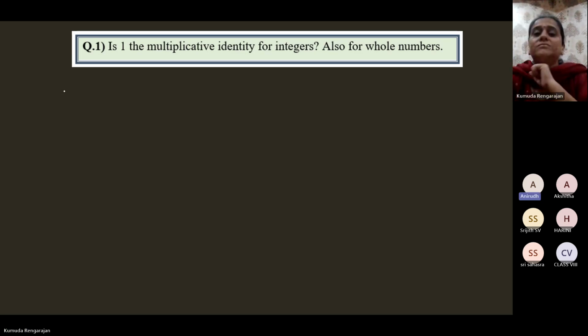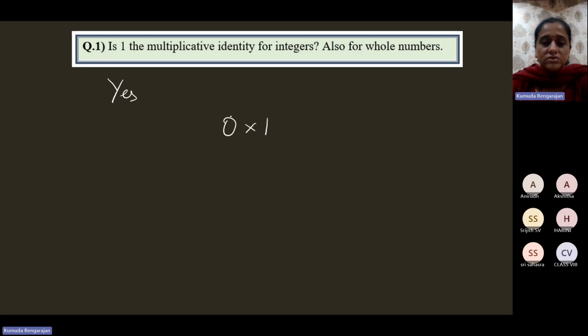Yes, ma'am. And for whole numbers? Yes, ma'am. Okay, yes. Because any number multiplied by 1, like 0 into 1, what should you get? You should get the number itself. Yeah, we get 0 itself.